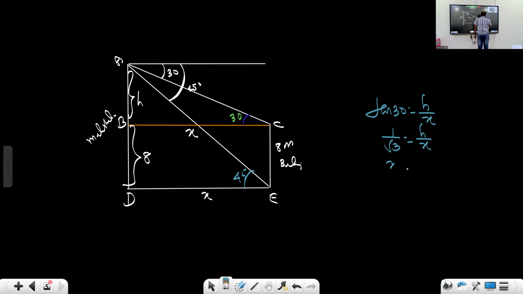So X equal to H root 3, equation number 1. I repeat again.